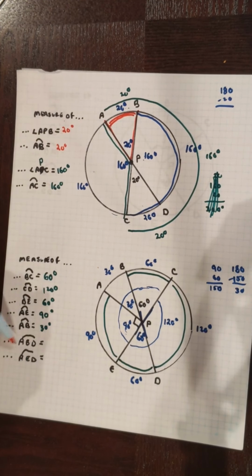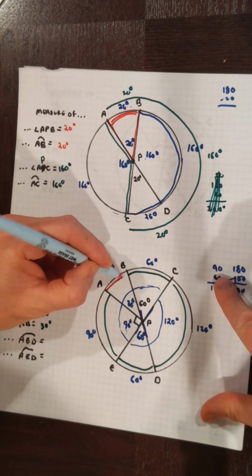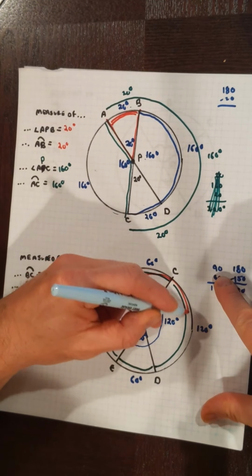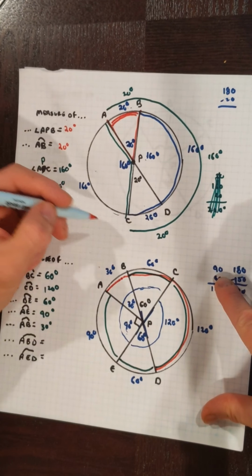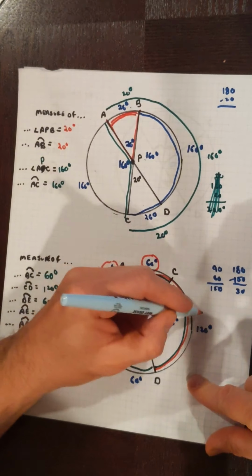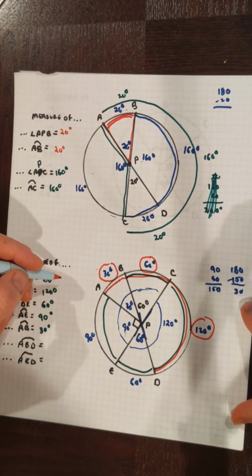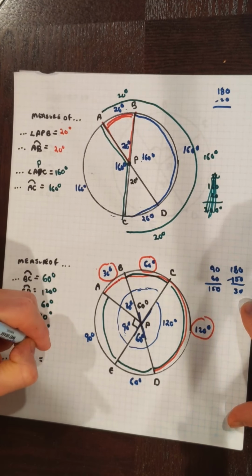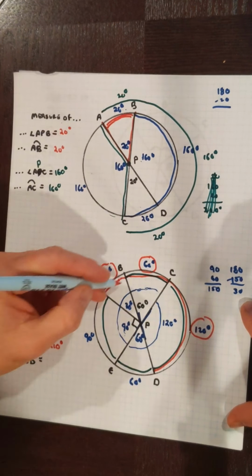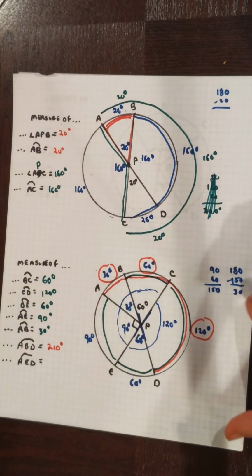A, B, D is this arc. Which means I have to add up the 30, the 60, and the 120. I can do the math real quick for you, and that's 210. I added all three of them together because arc ABD is this direction.